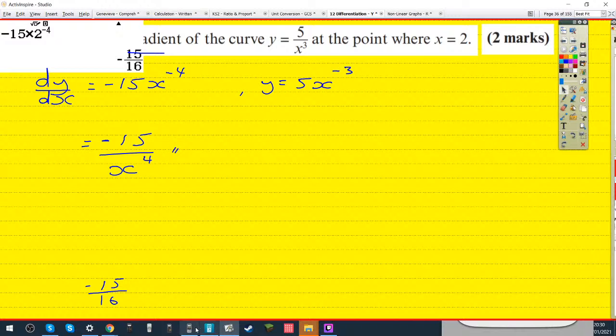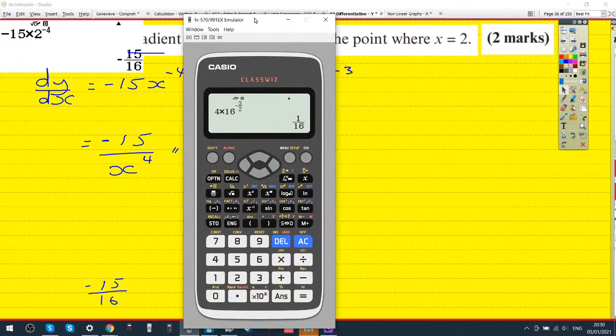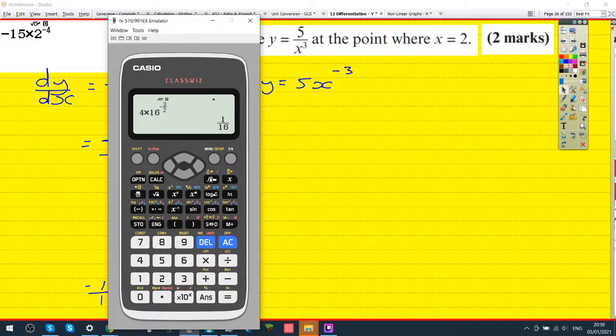Okay. Calculator. You see this d by dx? It's yellow over the thing, the integral symbol. So shift integral for d by dx. Yeah. 5 over x to the power of 3, and press right until you get x equals, and it is x equals 2, so the gradient at that point. Yeah. And you should get minus 15 over 16 or minus 0.9375.